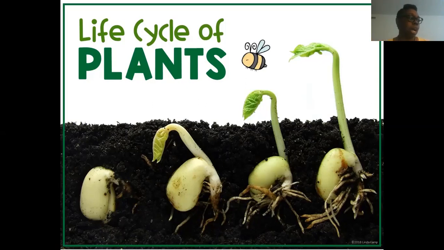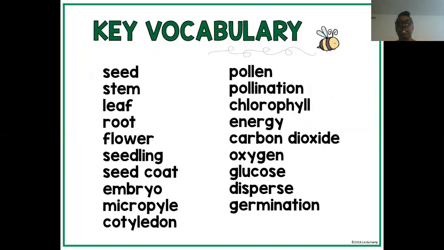And remember, we talked about what plants need to live. They need air, they need water, they need food, they need sunlight. So let's look at some vocabulary words that we are going to learn. I'm going to point out the important words, which are seed, stem, root, flower, seedling, and seed coat.